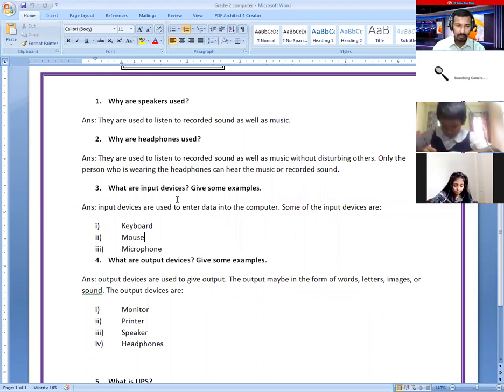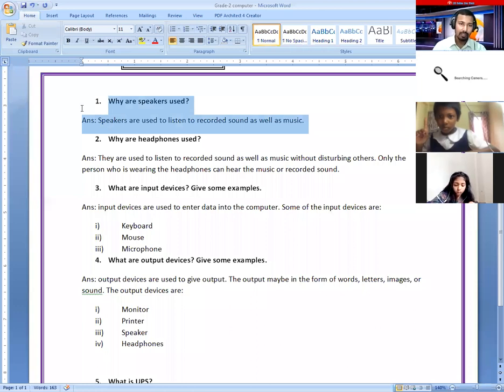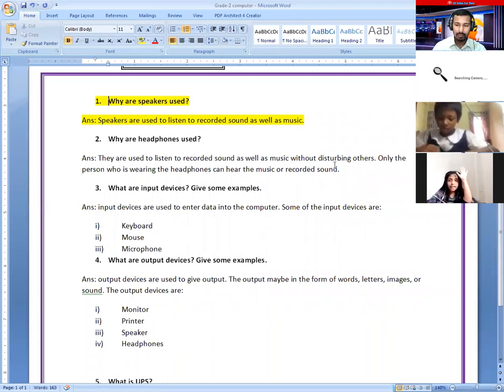Sir, can I take a picture first? No. Write first. Okay, so speakers are used to listen to the recorded sound and the music, right? That is why we use the speakers. So write question number one and the answer of question number one, then I will discuss number two. Priyanka Barman has done number one. Faria has also done. I think all of you have done number one, right?